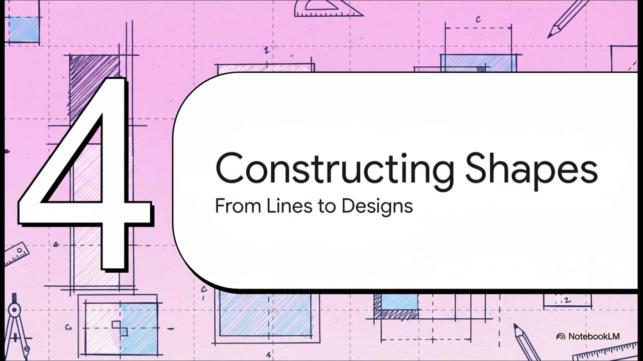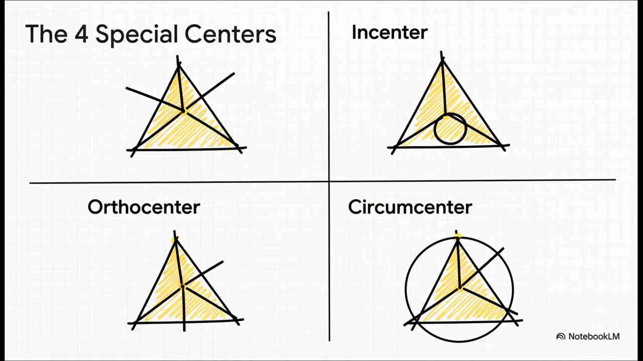Right, so we have our lines, the architect's favorite drawing tool. Now we can start putting them together. We're going to move from just drawing lines to creating actual designs. And the most basic shape in any blueprint is, of course, the triangle. Now, inside any triangle, there are these 4 special centers that act like critical hubs.